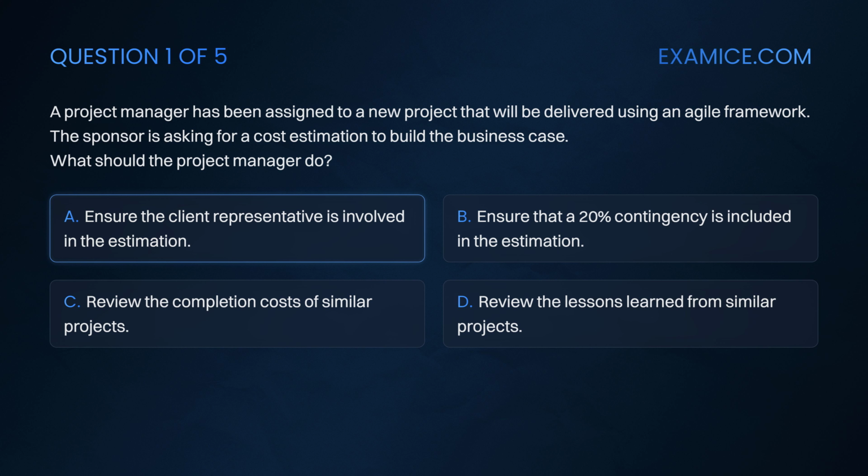Option A. Ensure the client representative is involved in the estimation. Option B. Ensure that a 20% contingency is included in the estimation. Option C. Review the completion costs of similar projects. Option D. Review the lessons learned from similar projects.